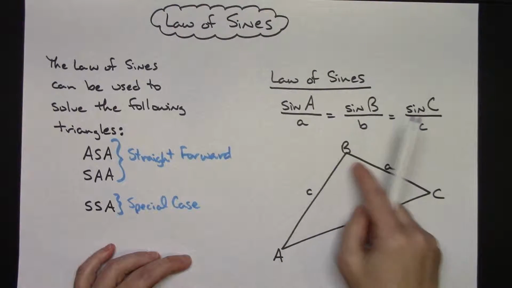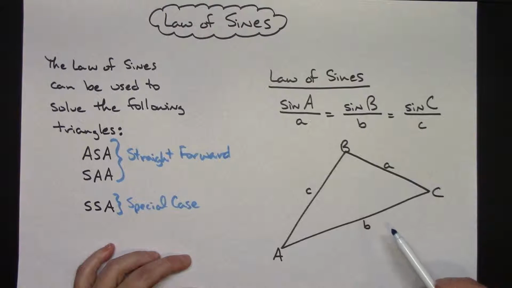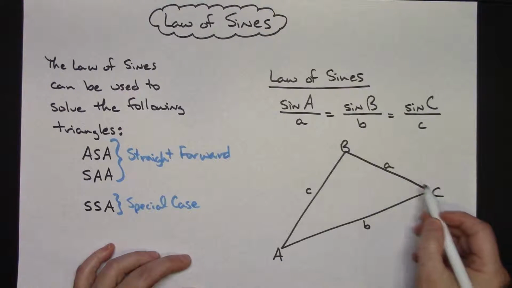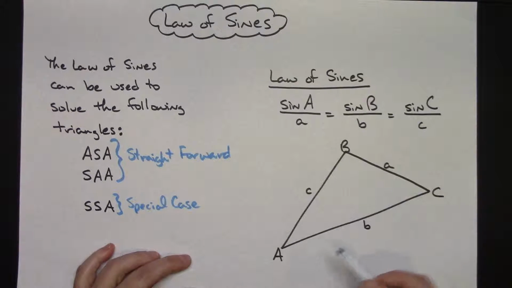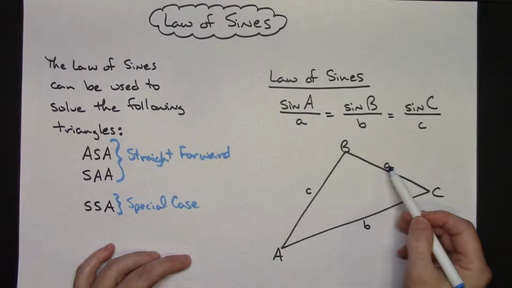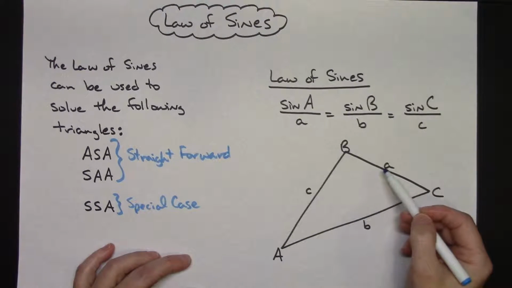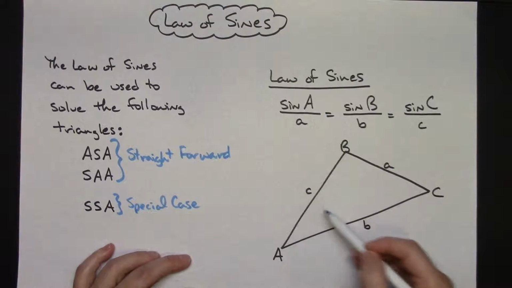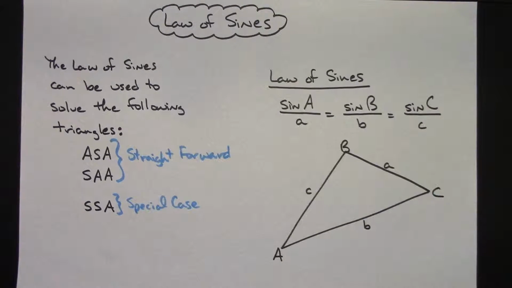I just drew an arbitrary triangle here to represent where your A's and B's and C's are located. Your capital letters are at the vertices because they represent the angles, and the side opposite an angle is the lowercase letter of whatever that vertex is. So if this is angle A over here, the opposite side is lowercase a. That's how your triangles are basically going to be set up when using this.